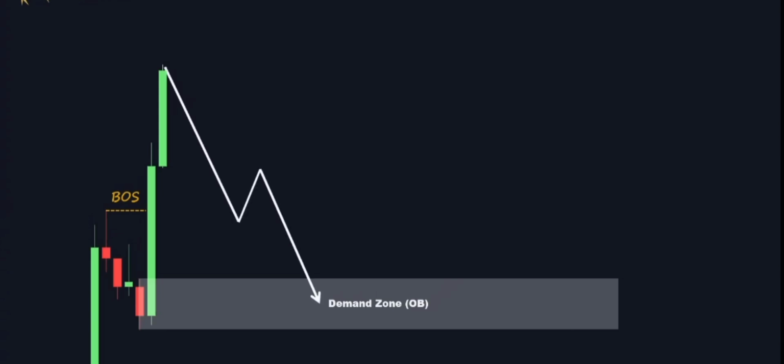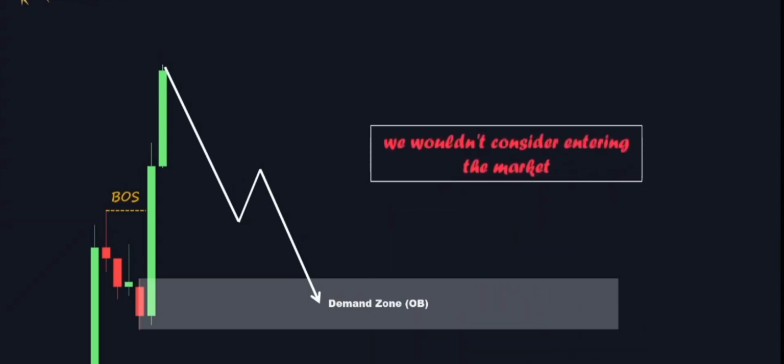In the aggressive pullback type, the price generates a rapid and drastic movement with strong candles that quickly retrace toward our identified demand or supply zone. In this scenario, we wouldn't consider entering the market by opening any position, even with the emergence of confirmation patterns like the change of character or flip patterns in the lower time frame.